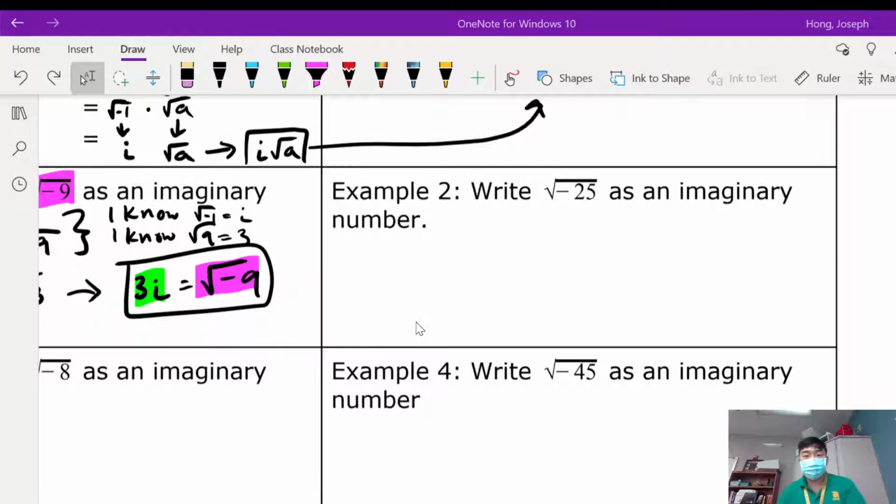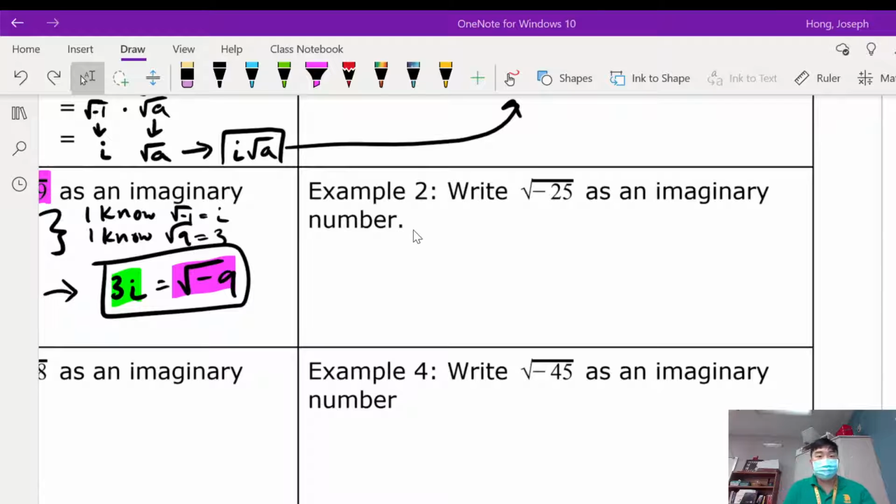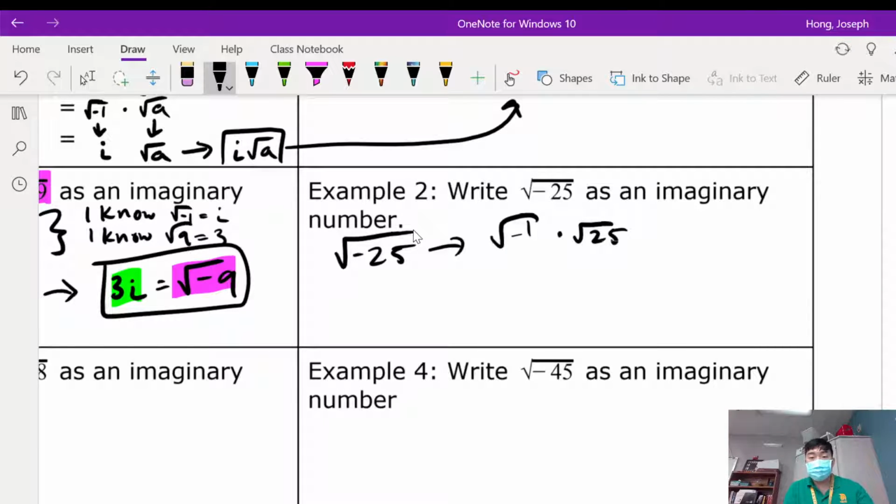Okay, so hopefully you did it. Let me just do it real quick. Square root of -25. This can turn into square root of -1 times square root of 25. I know that this turns into i, and I know that the square root of 25 is 5, or 5 squared is equal to 25. So square root of 25 is equal to 5.